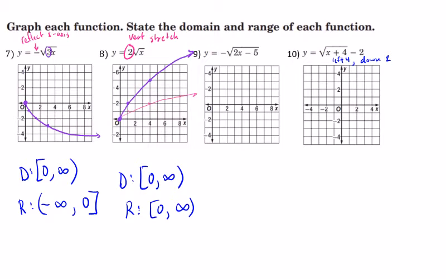So the parent function looks like this, right? And so what we're going to do is take that. We don't have any reflections, we don't have any stretches or compressions, so we're just going to take that and move it left 4 and down 2. So it's going to be right here. That's where it's going to start. So I'm just taking this vertex value here, or the starting point, and I'm moving it left 4 and down 2. So I get here.